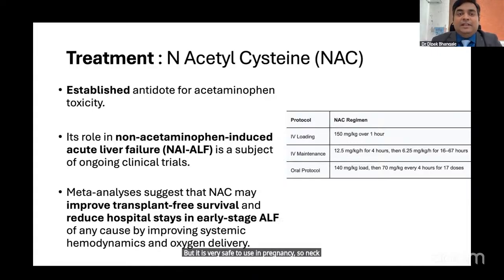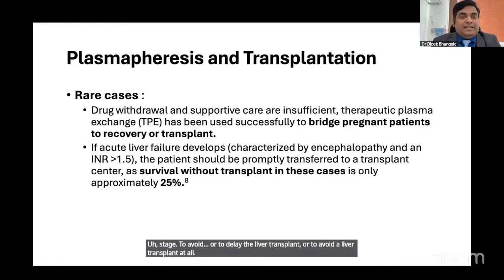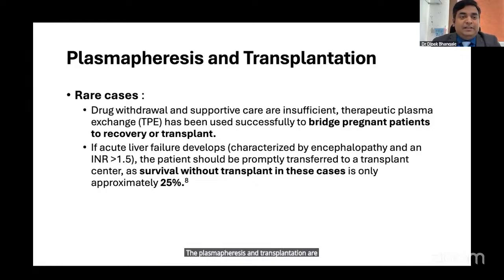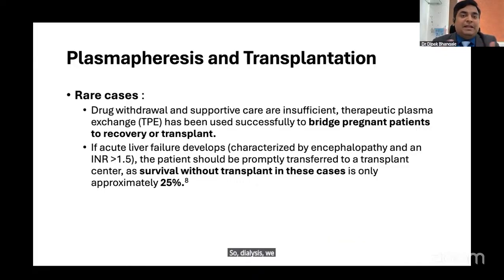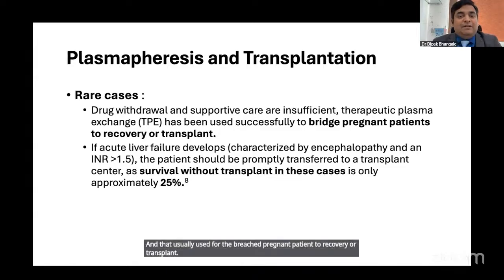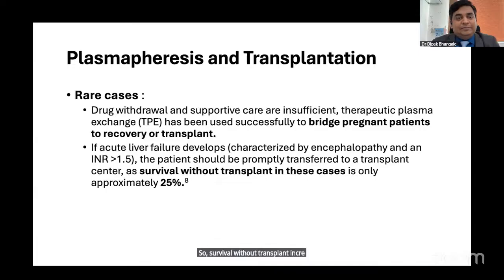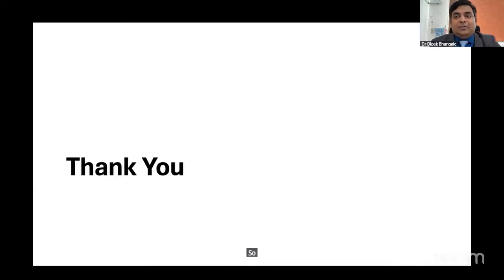So NAC infusion, or NAC drug use, is very common in this condition, and we use it in the acute liver failure stage to delay or avoid liver transplant. Plasmapheresis and transplantation are the ultimate options. Plasmapheresis is like dialysis: we exchange the plasma multiple times, and it is usually used to bridge the pregnant patient to recovery or transplant. So survival without transplant also increases because of plasmapheresis. So this is my short topic discussion.